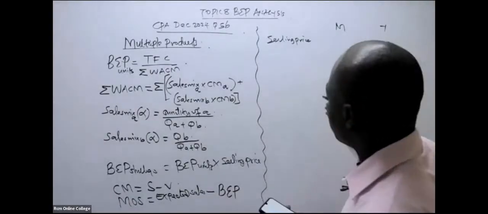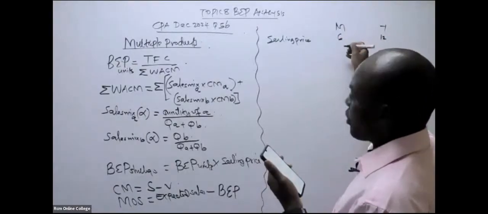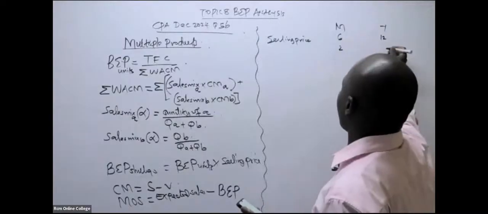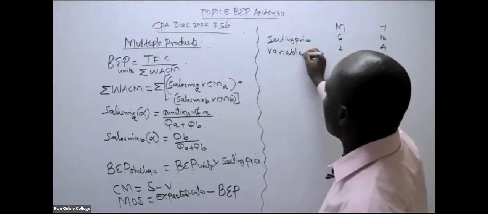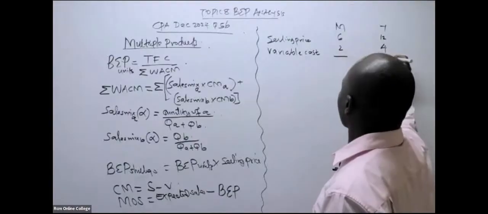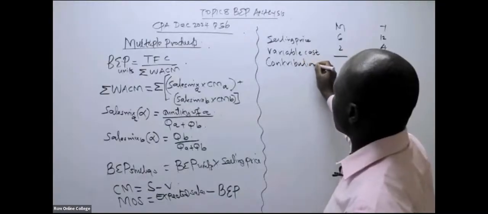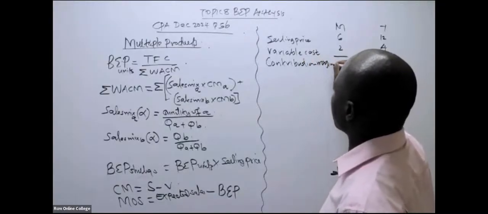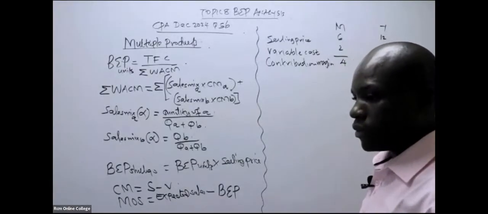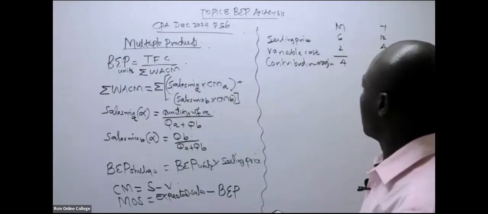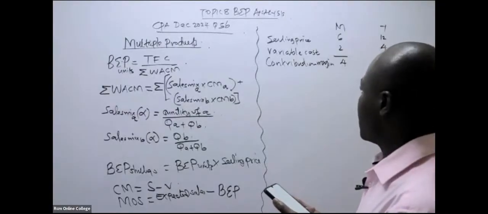Selling price for product M is 6, that is per unit of M. Then we have 12 here. We have 2, we have 4. That is a variable cost. Then to that, we'll be having what we call contribution margin. So contribution margin, this will be 4. Yes, selling price is 6. Good. So having done that, we have our contribution margin.